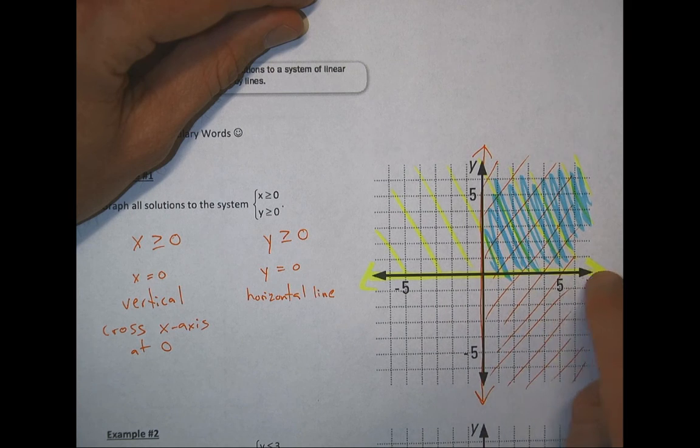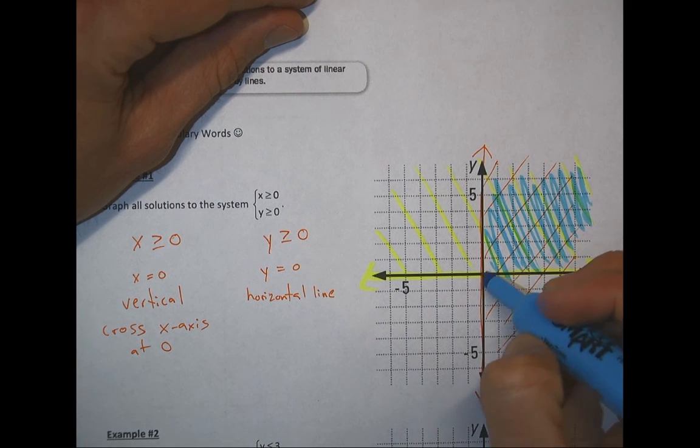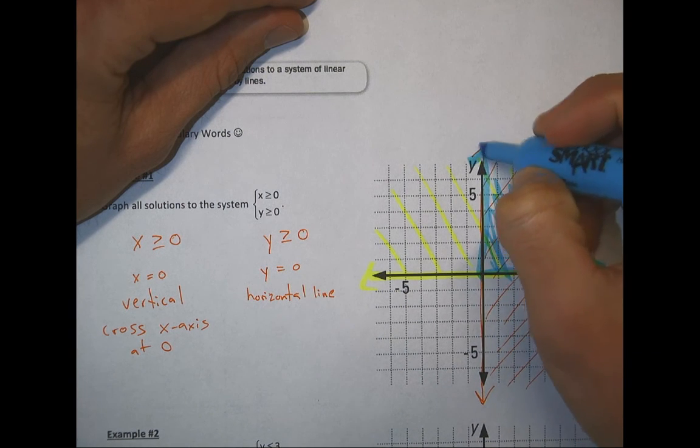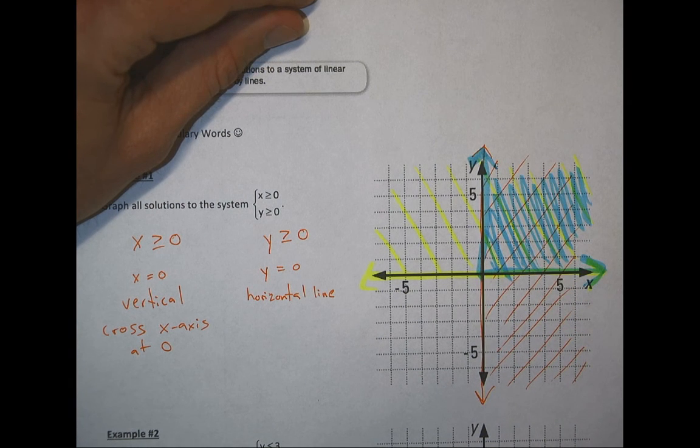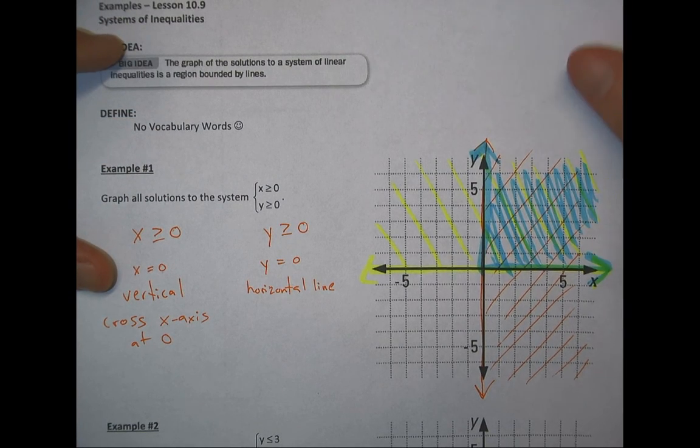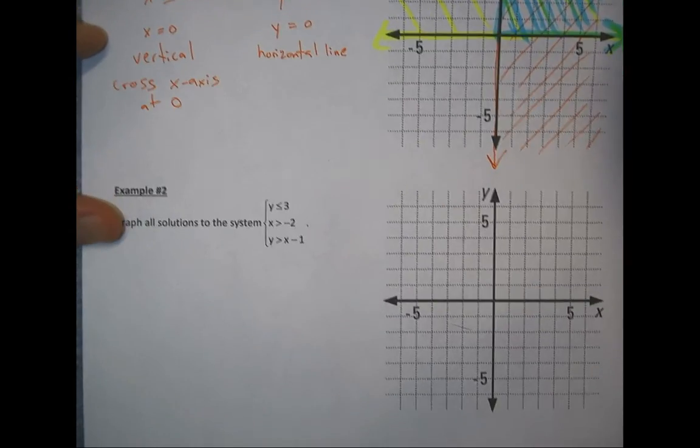And now since these lines here too are included, they are also part of our solution set. Now, we're going to go to example number 2. For this one, I'm not going to use all the colors. We're just going to work on shading the actual region that is the solution.